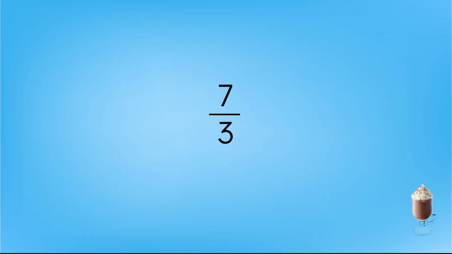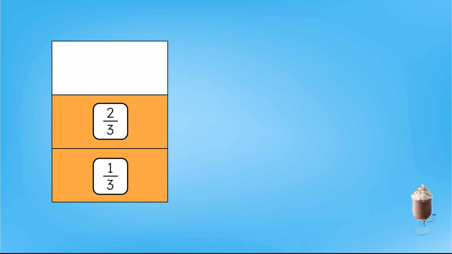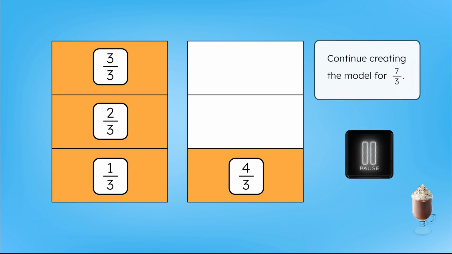Check out 7/3. How can we show that with a model? Remember, the denominator tells us how many pieces the whole is split into. So our model should be split into thirds. 1/3, 2/3, 3/3. That filled up 1 whole, but we're not at 7/3 yet. Fortunately, we can draw another whole split into thirds. Here's 4/3. Think about what needs to happen in order to show 7/3. Pause here to continue creating the model for 7/3 in your guided notes.